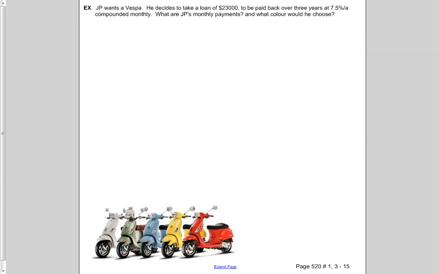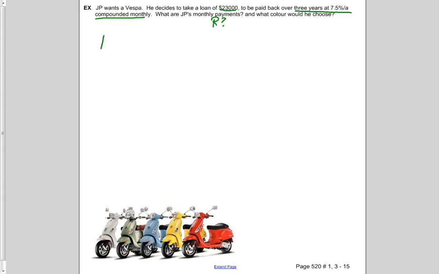We'll do the last one by hand and with a graphing calculator because they are such a wonderful tool to use. JP wants a Vespa. He decides to take a loan of $23,000 to be paid back over 3 years at 7.5% per annum compounded monthly. We want to know what his payment will be.